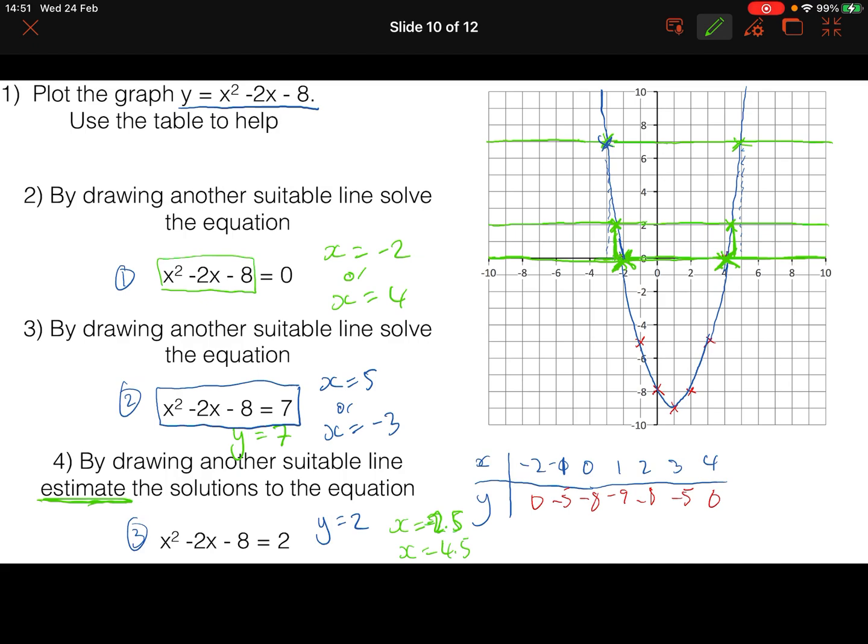So I use the fact that where the two lines are equal to each other, I look for the intersections and I find the x values of those intersections. And now I'm able to solve some much more complicated equations by using graphs. Okay? This is difficult. You'll need to practice.